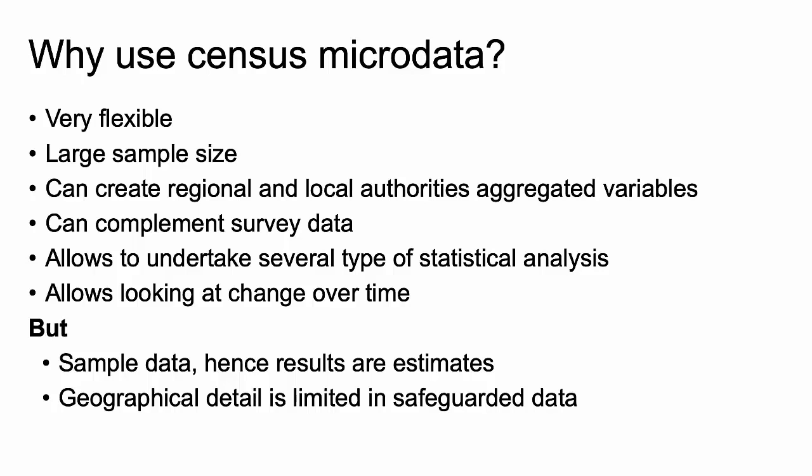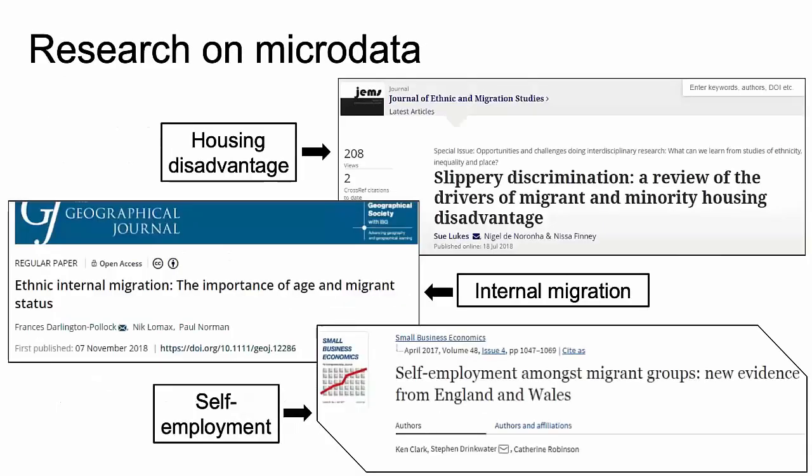You can also run types of statistical analysis like regression analysis, multivariate analysis, or multi-level modelling, for example. And because the data were collected in different years, you can also study changes over time using these types of data. But because it's sample data, we have to remember that the results will be estimates. Also, these data don't have geographical data detail because they've got socioeconomic detail. Again, this is for confidentiality reasons.